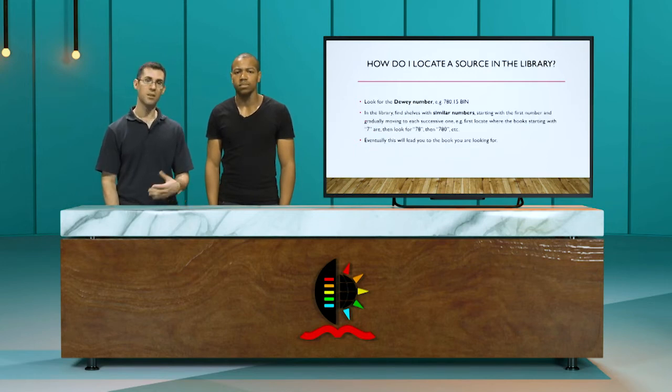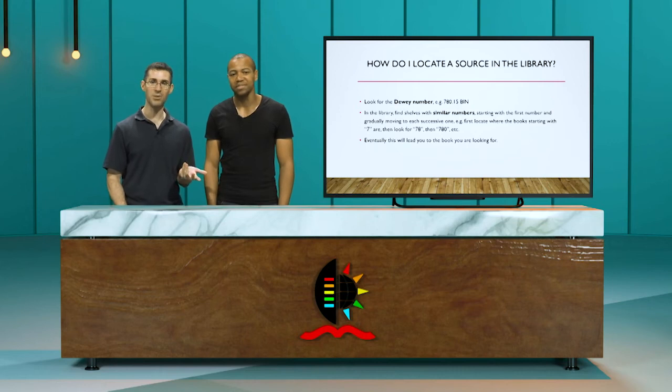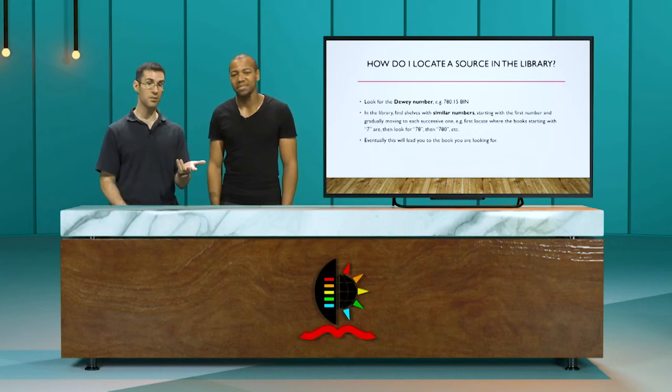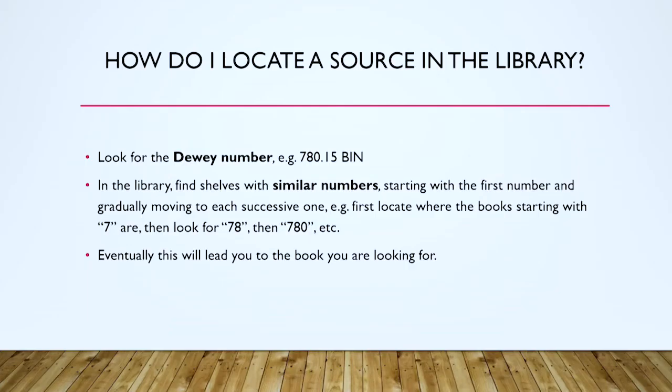We have spoken quite a lot about how to find a source in the library, so I'm not going to spend too much time on this. We've said that if you type something into a search engine of the library, you will find that it comes with a little number called the Dewey number. If you follow this number, you'll be able to find the book that you are looking for. If you can't find the book, you must go and speak to a subject librarian who will help you to find that book.